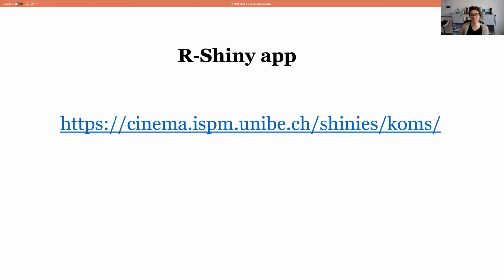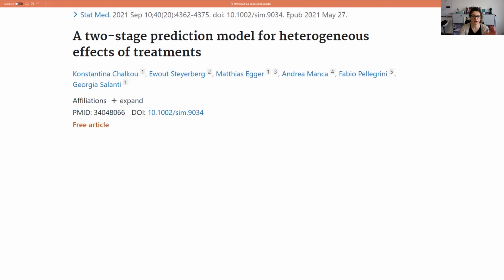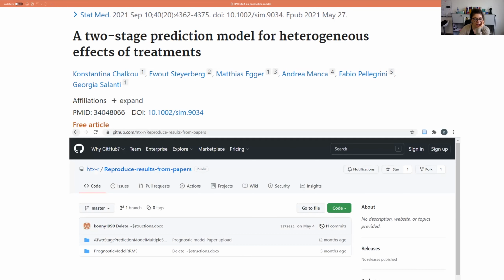So you can find these results implemented in an R-Shiny app. Maybe I could show that to you later once we finish, if we have time. And the details can be found in a Statistics in Medicine paper published last year. And Konstantina has put everything up in GitHub if you want to check our model.